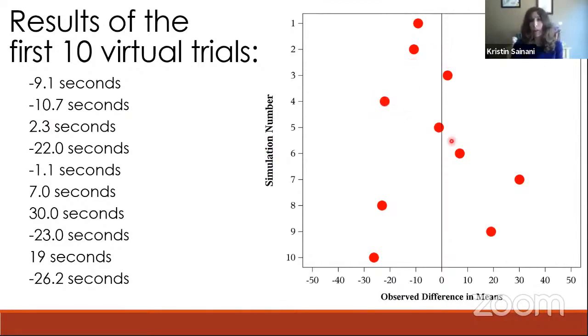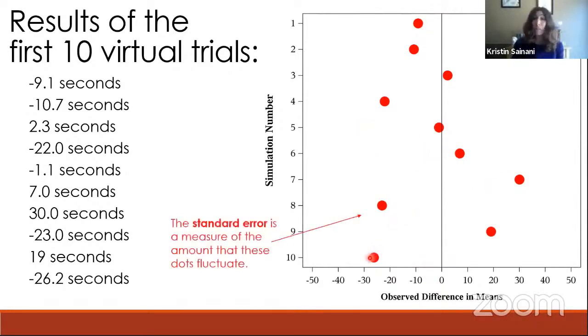And you can see that the red dots bounce around 0. Well, 0 is the true value here because I made my virtual world such that cherry juice does nothing. So 0 is actually the true difference in means. But you can see that these red dots actually bounce around a lot. And the amount that they bounce around 0, well, that is what we mean by standard error. Standard error is a measure of how much these red dots fluctuate around 0.